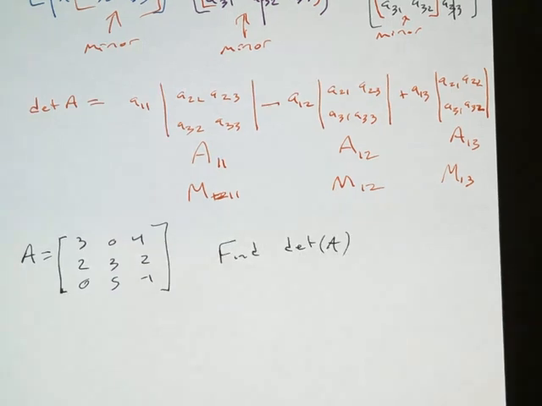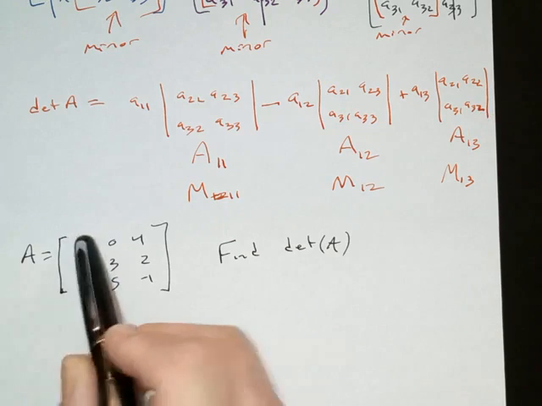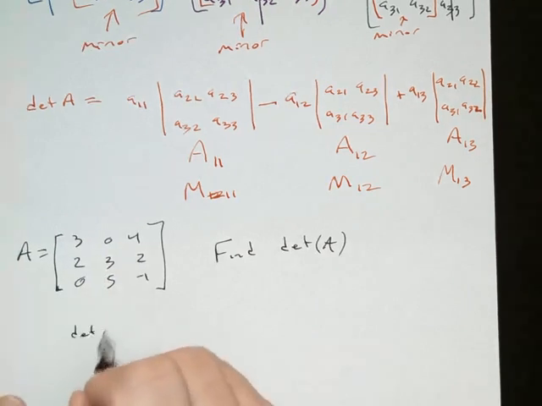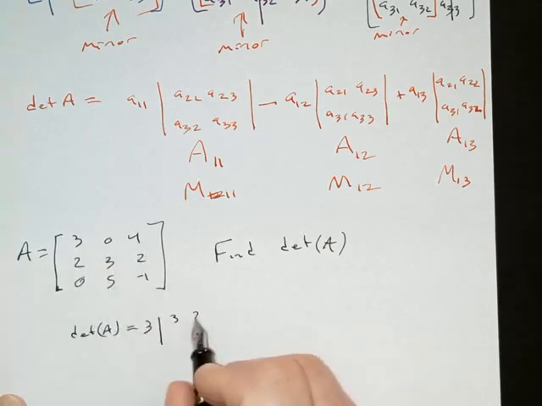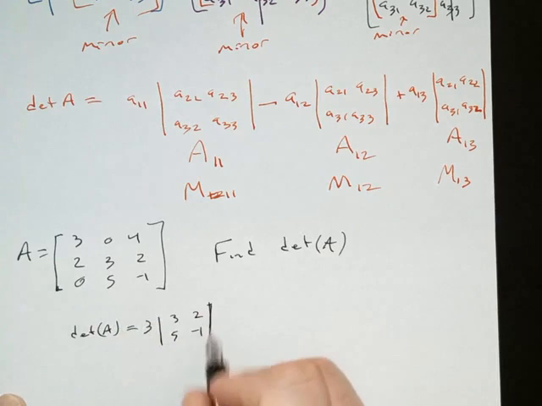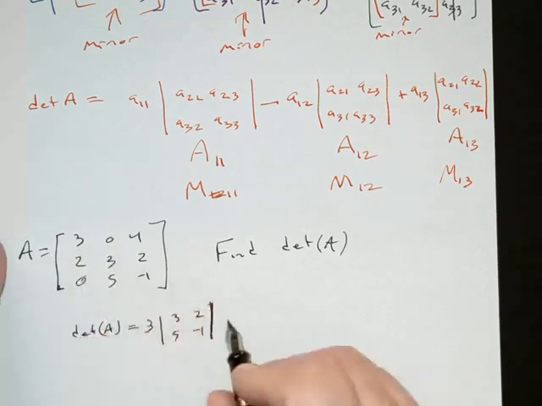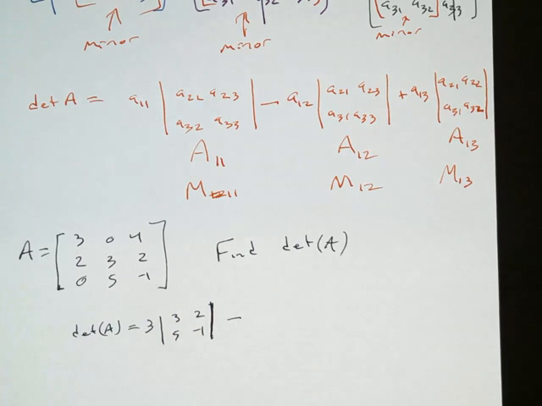Let's take the determinant of this matrix. I'm going to use this expansion right here. So, across the top row, I write down the 3, and then I write the sub-minor 3, 2, 5, negative 1. I want that determinant. Do we have the brackets? These are straight lines because that's a determinant still, right? That's the whole point, that we're calculating a number when all is said and done. So this is still a straight line.